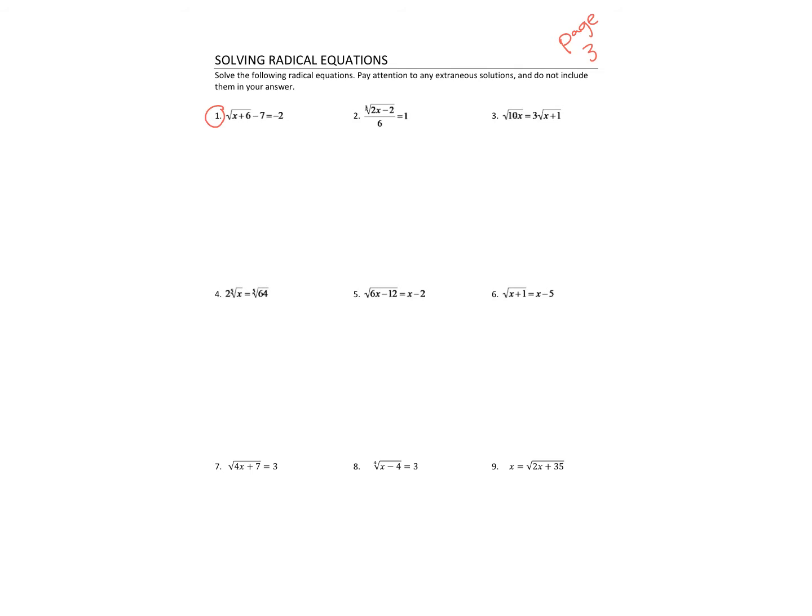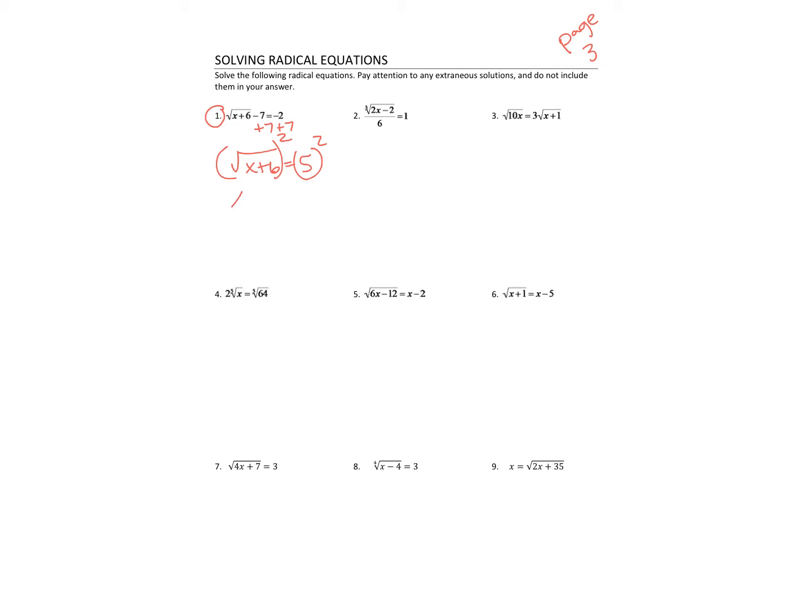From our notes page, step 1 said to isolate the radical. So let's do that. The first thing I need to do is add 7 to the other side. And when I do that, I get the square root of x plus 6 equals positive 5. So then step 2 says that I have to raise the equation to a power to cancel out my root. Well, this is a square root, so I'm going to square both sides.